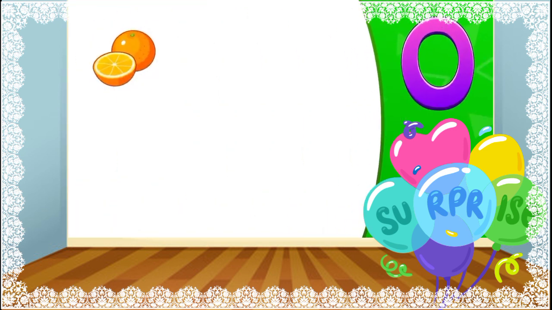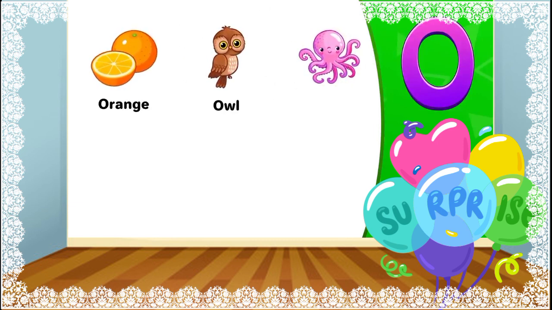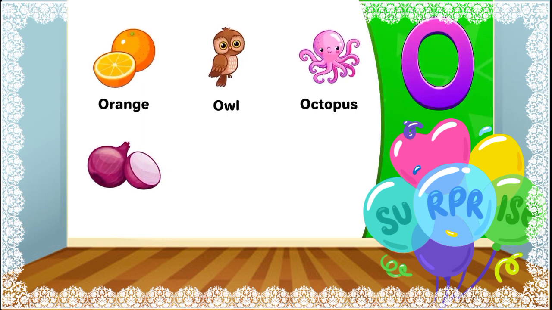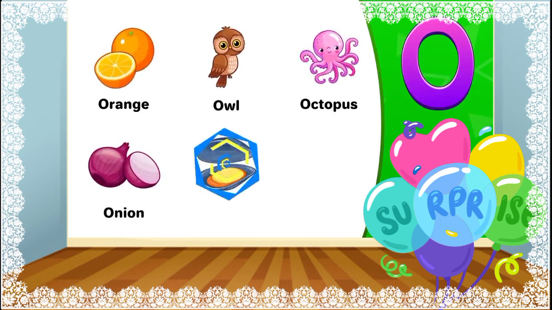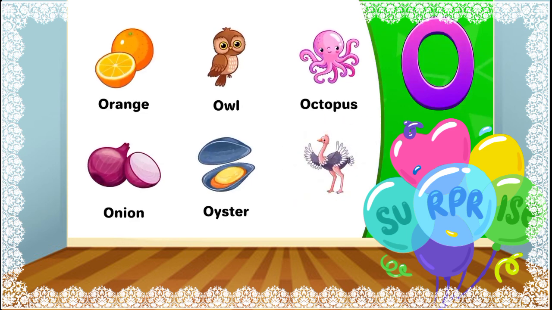O is for orange. O is for owl. O is for octopus. O is for onion. O is for oyster. O is for ostrich.